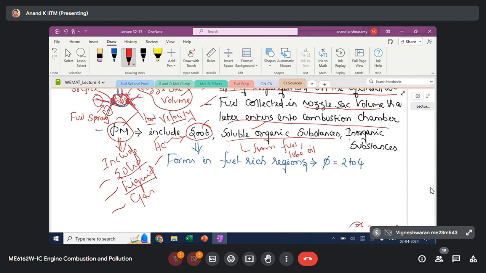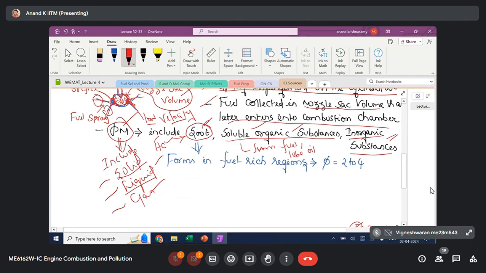And then you have inorganic substances. Generally, they are in the gas phase. Okay, it refers to something other than carbon and hydrogen. That is what is inorganic. In an engine context, it will be nitrogen-based oxides and sulfur-based oxides. They are put together as inorganic substances. So you have a solid matter, you have a liquid matter, you also have a gas phase matter. Everything put together is particulate matter.